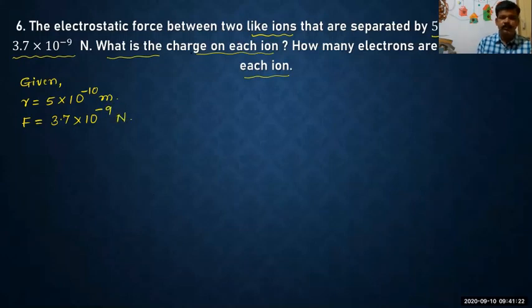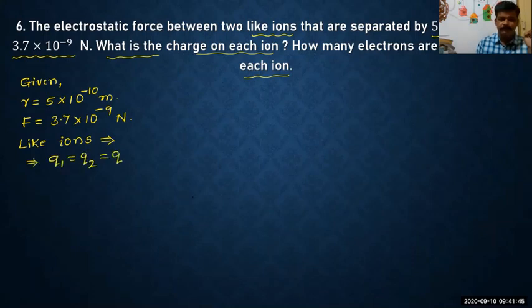And they ask you the charge of each ion. But remember that two like ions are there. Okay, so like ions automatically, the charge present on each ion will be equal. This implies that Q1 is equal to Q2, and I call it Q. Like, equal charges is what it means.